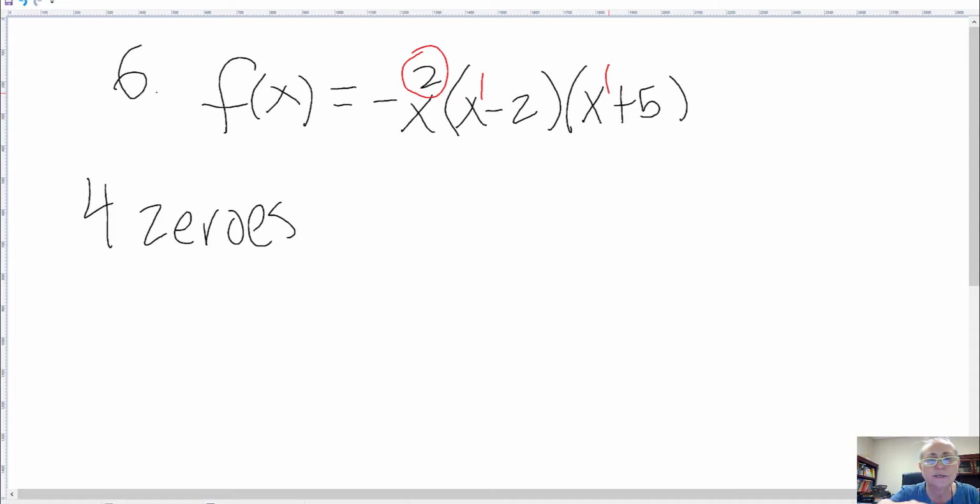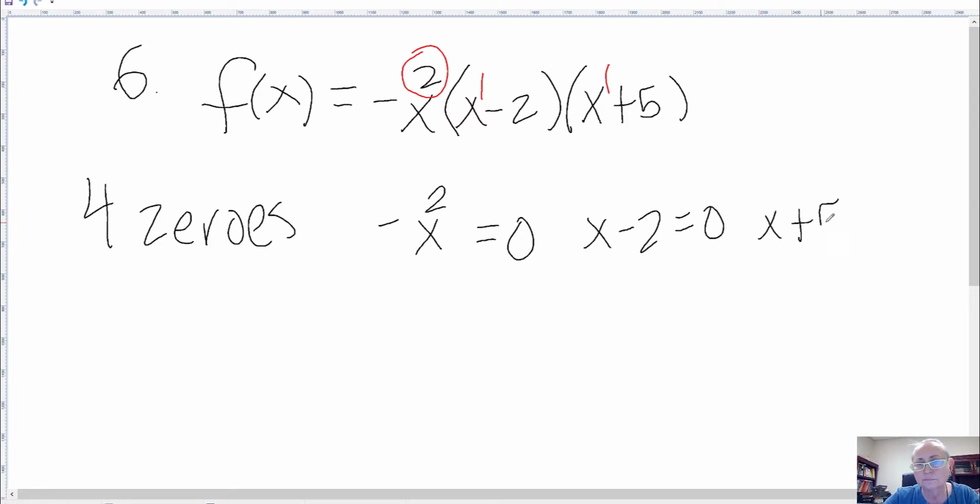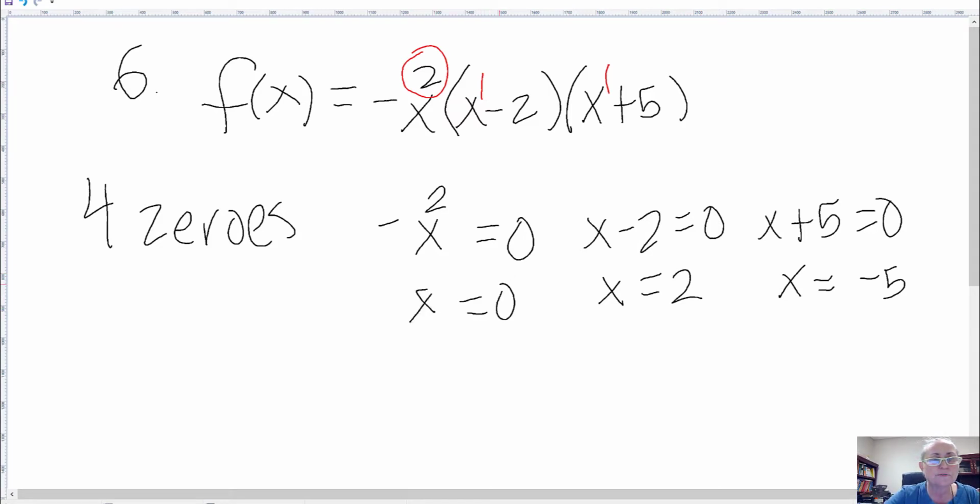Okay? Now we set each one of these factors equal to 0. And this is going to give us our x-intercepts, our zeros. These are all real numbers. And since they're all real numbers, they'll all be x-intercepts.